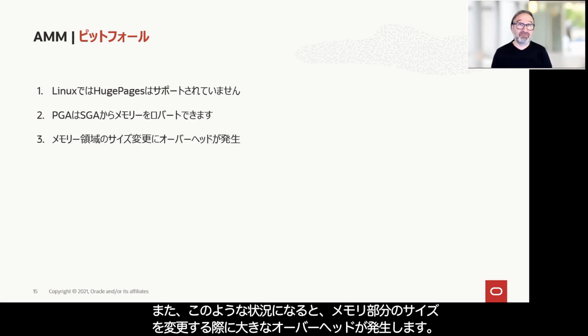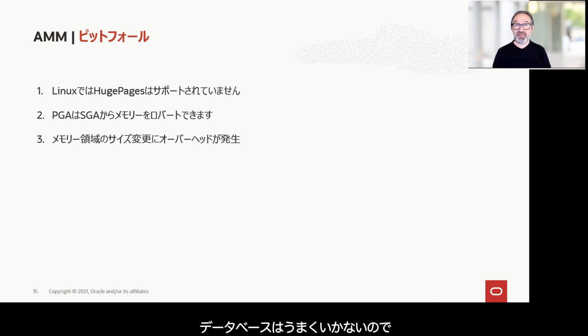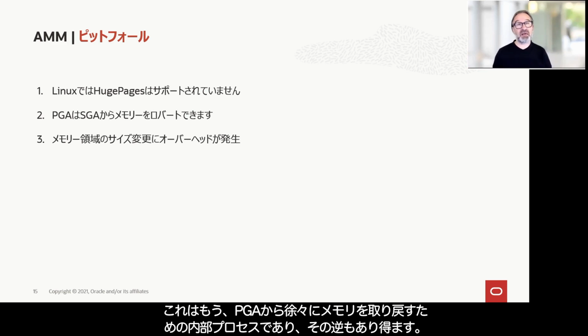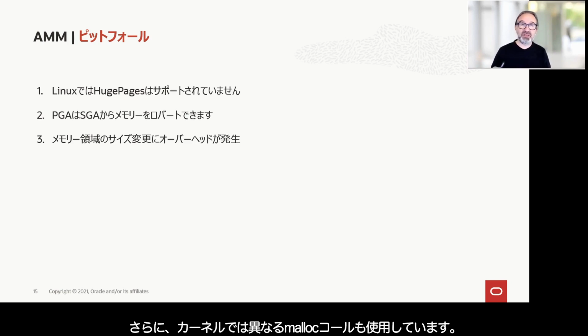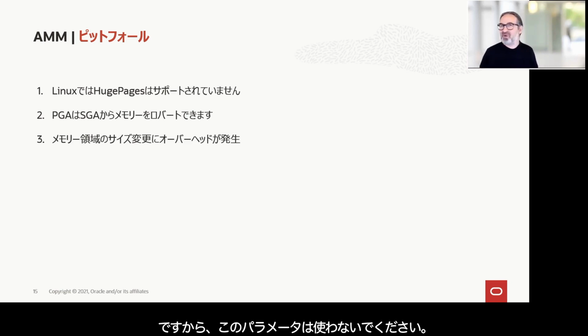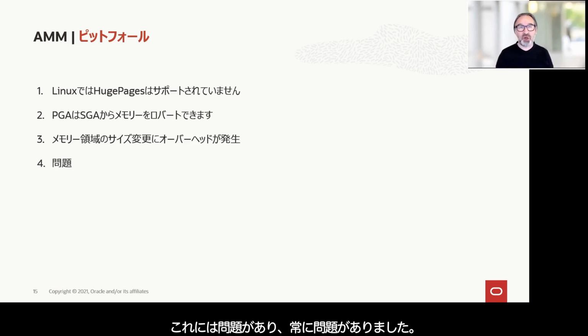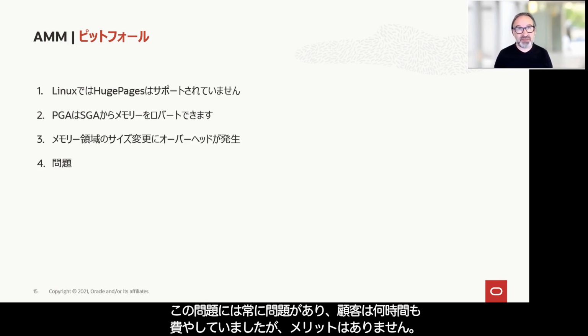There's also then, when we have that situation, a big overhead on resizing the memory portions. It's not like the database doing, okay, give me 10 gig. It's now an internal process of claiming back memory from the SGA, from the PGA gradually, or the other way around. Could be also the other way around. So it's a bad idea. And in addition, we use also different malloc calls in the kernel. So don't use this parameter. There are issues. There were always issues with that. There were customer SRs with this, and we don't see a benefit.